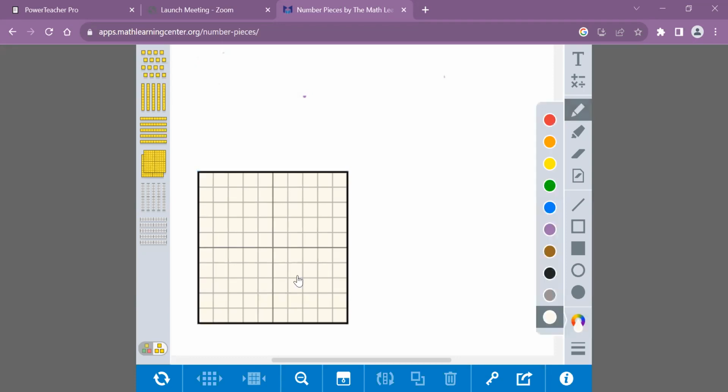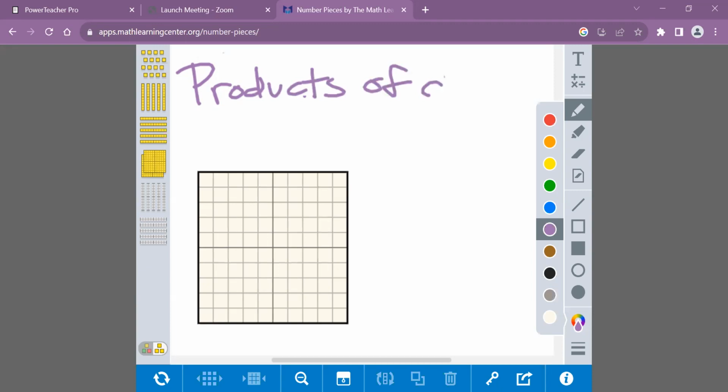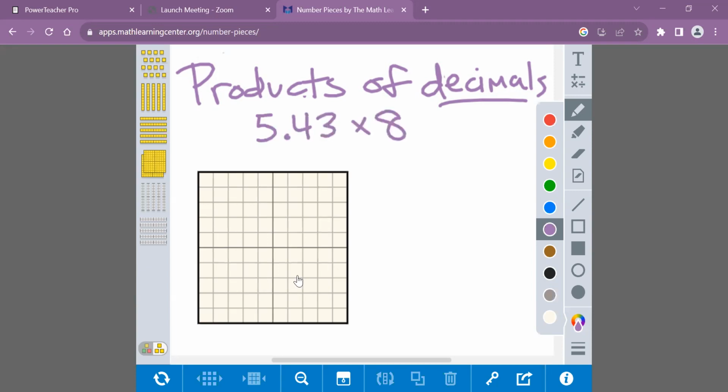So like we have been talking about, products or multiplication of decimals. What we're going to talk about today is really what happens when you're multiplying a decimal with another decimal. And we haven't really looked at that so far. We have talked about something like having a decimal like 5 and 43 hundredths and multiplying that by a whole number of 8. But today we're really going to focus on what occurs when we multiply two decimals together.